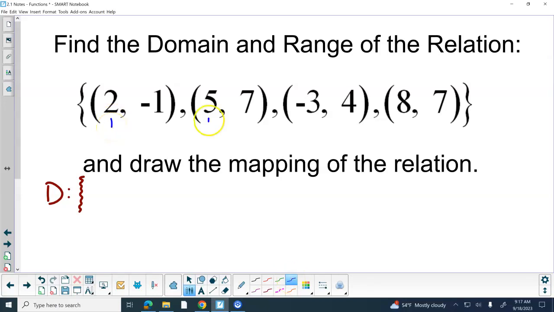So that would be, do we have any repeats? We've got 2, 5, -3, and 8. No repeated numbers, so we can write them out. Now here, ideally, you would write them out in numerical order. But I'm okay if you don't. If you just literally give it to me left to right, that's fine. I'm okay too. But ideally, you would put that in numerical order.